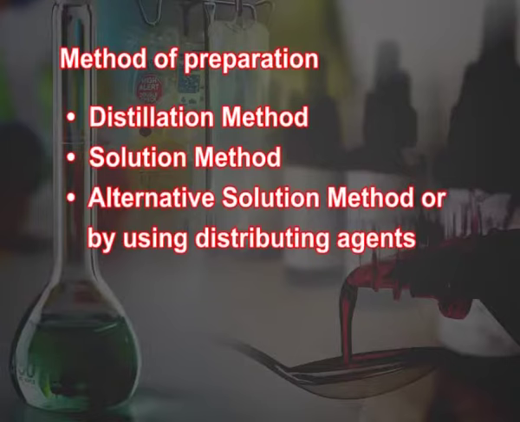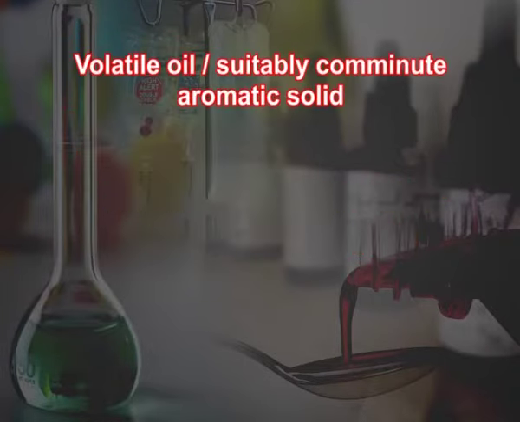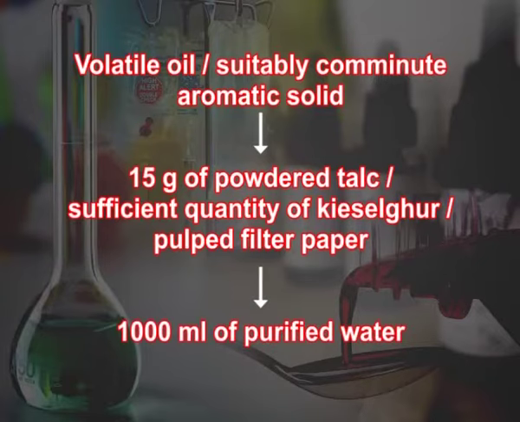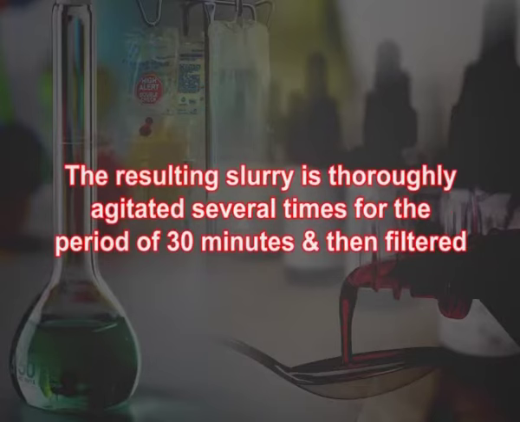Alternative solution method, or by using a distributing agent. By this method, the volatile oil or suitably comminuted aromatic solid is thoroughly incorporated with 15 gram of powdered talc or a sufficient quantity of kieselguhr or pulp filter paper, and to this mixture is added 1000 ml of purified water. The resulting slurry is thoroughly agitated several times for a period of 30 minutes and then filtered.